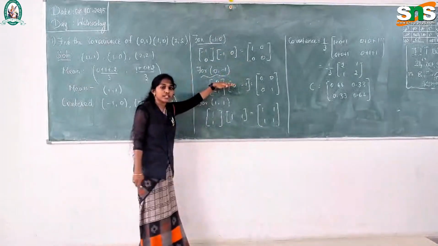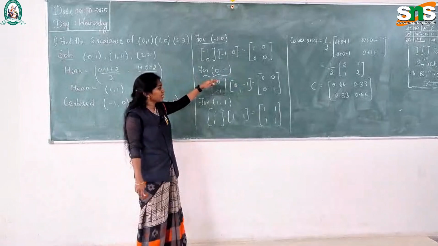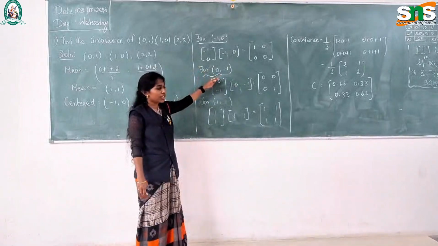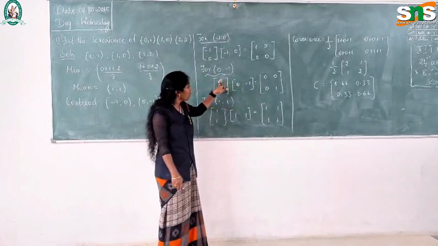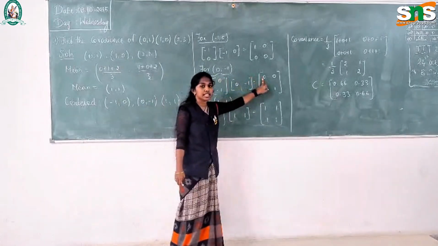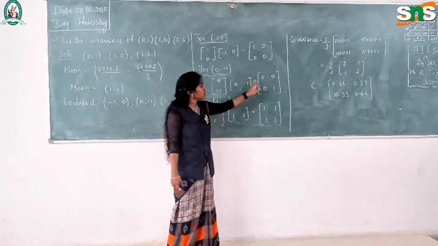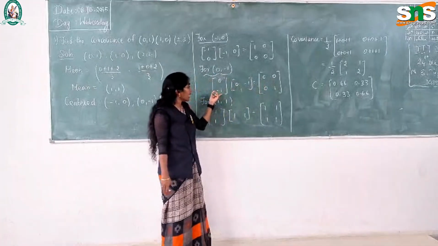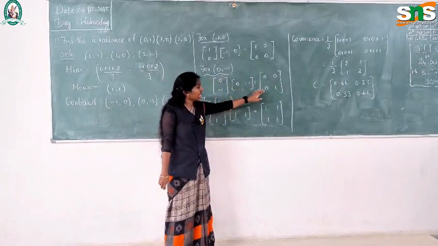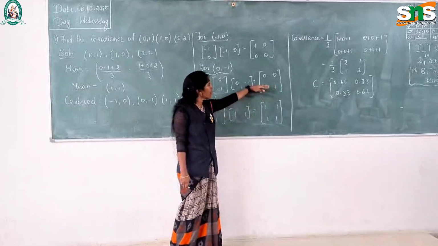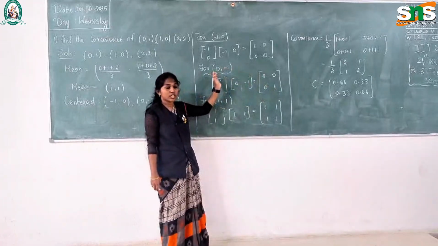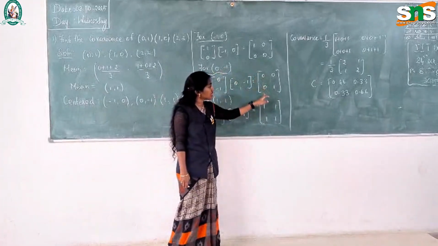Next we define the matrix for the second centered value. Again we multiply the column value with the row value. 0 into 0 gives 0. 0 into minus 1 gives 0. Then for the second element, minus 1 into 0 gives 0, and minus 1 into minus 1 gives 1. So this is the matrix for the second centered value, 0, minus 1, that is 0, 0, 0 and 1.